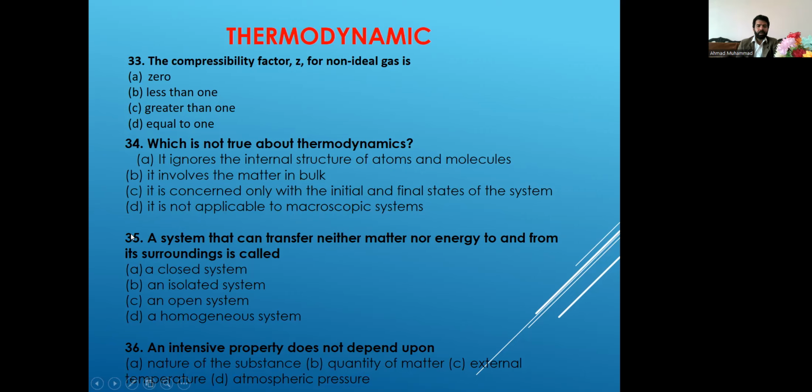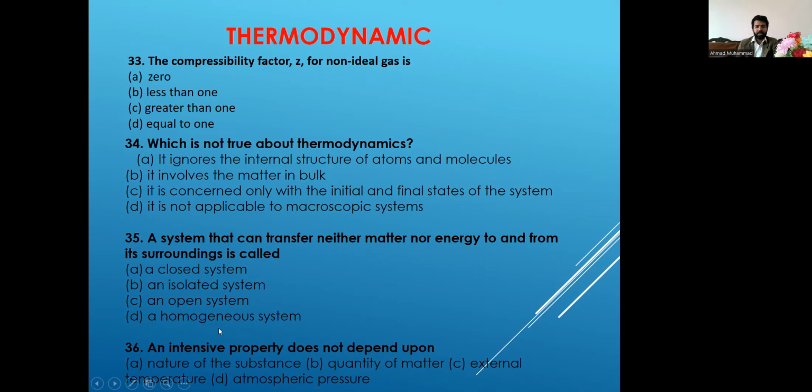And for question number 35, a system that can transfer neither matter nor energy to and from its surroundings is called a closed system, or isolated system, or open system, or homogeneous system. Actually, option B is the correct option, an isolated system, where mass and energy cannot be transferred from the system to the surroundings. So the right option is option B.